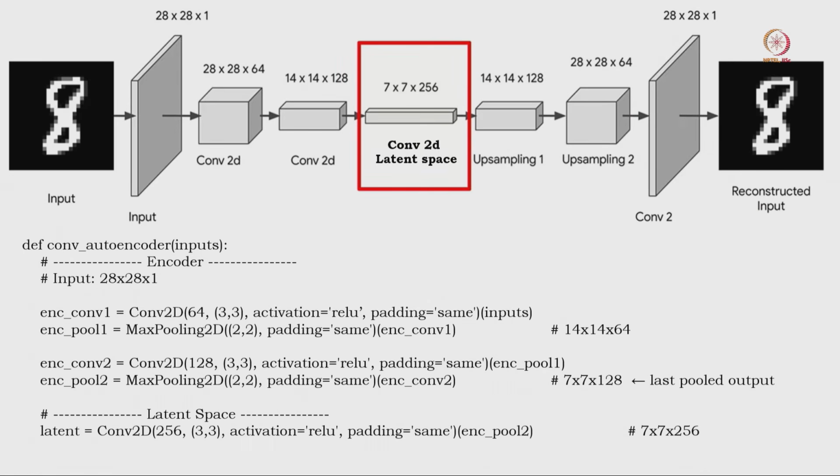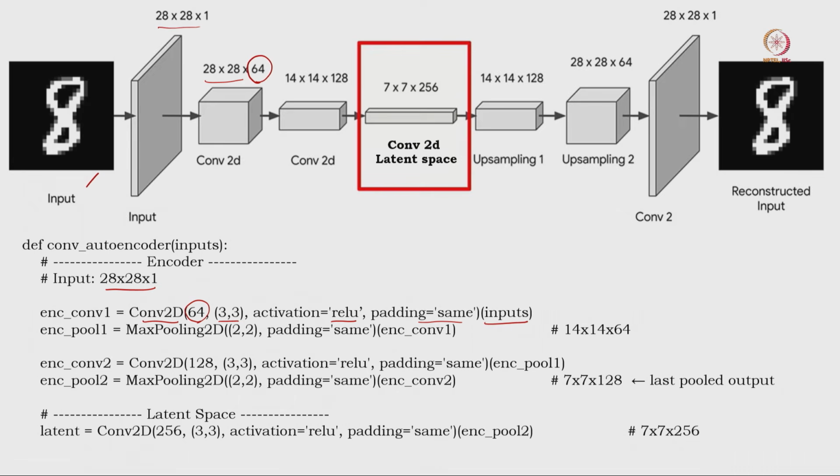If that is the case, how will we write the code? Look at the way that we are writing the code here. The input is 28 cross 28 into 1. The input is passed to the first convolution layer, and in the first convolution layer there are 64 filters or kernels, each of size 3 cross 3, and the activation is ReLU, and padding equal to same. When you write padding equal to same, whatever the input size, the same size is retained. Input is 28 by 28, therefore 28, 28 is retained.